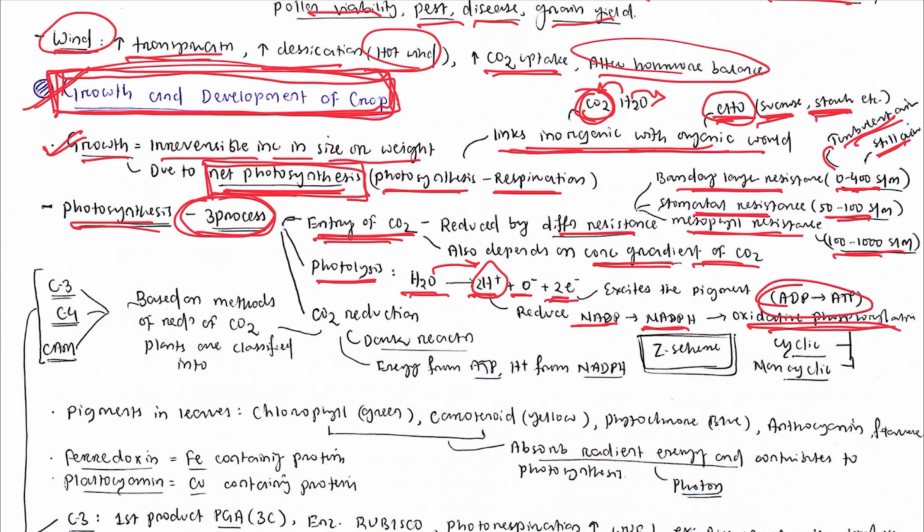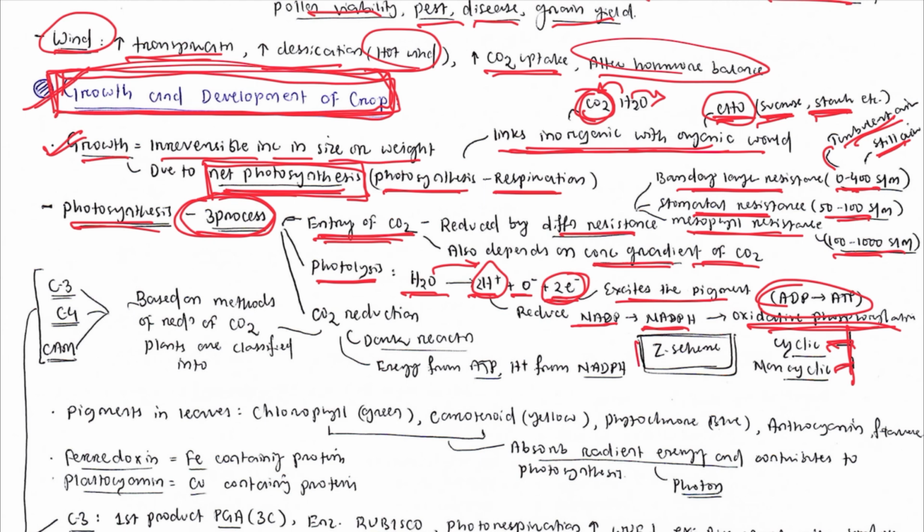And the electrons generated from photolysis excite the pigments, and photophosphorylation happens, and photophosphorylation is of two types, cyclic and non-cyclic. I think you must have read all these things in your botany in your 10 plus 2.